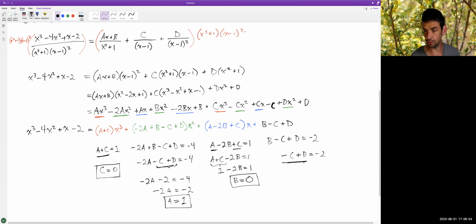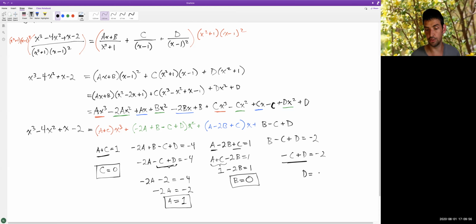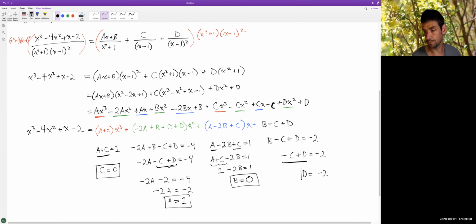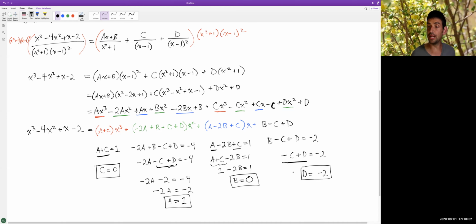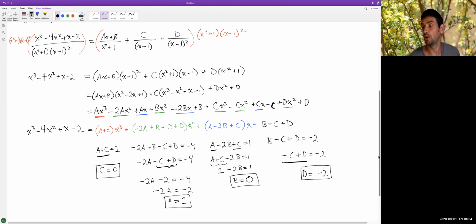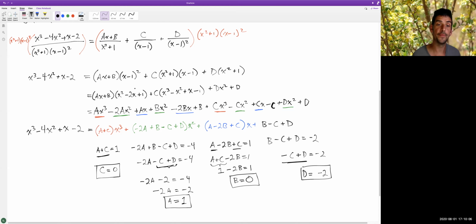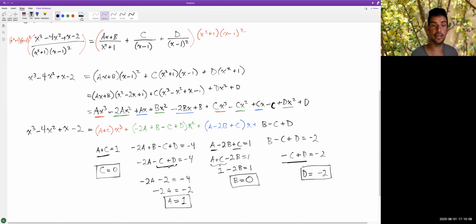And what does that leave us with? D has to be equal to negative 2, right? By putting 0 in for c. And there we have all of our variables, right? There's another trick some people like.